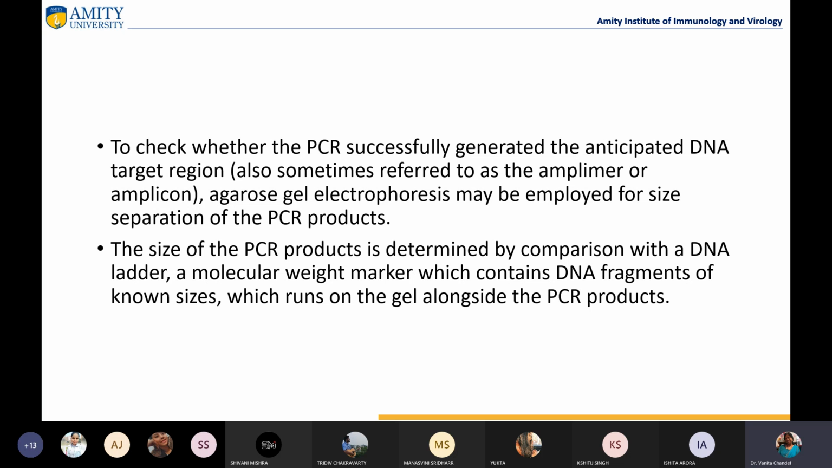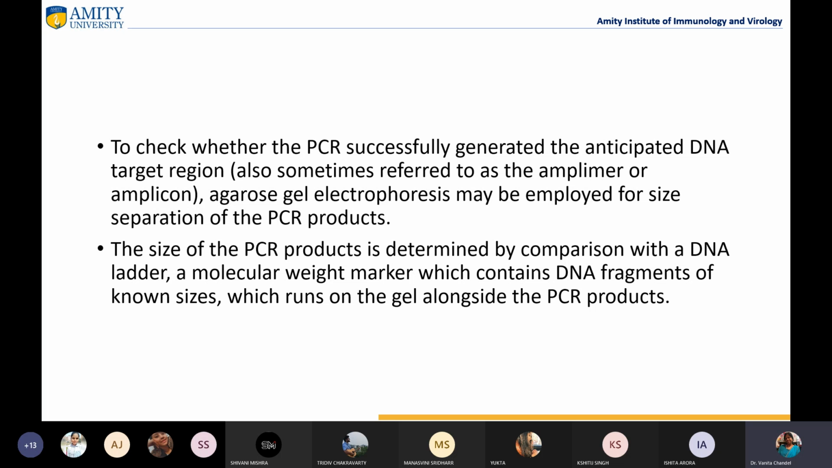Now to check whether the PCR successfully generated the anticipated DNA target region, we do agarose gel electrophoresis. For example, I'm looking for the Prunus necrotic ringspot virus, which is affecting stone fruits, plum, peach, and apricot. I've designed the primer for the coat protein gene of this virus, and I know the coat protein gene of this virus is 800 base pair. If I'm getting amplification around 800 base pair, or maybe 800 to 850 base pair also, then it will give me an indication that the coat protein of the virus has been amplified and the virus is present.